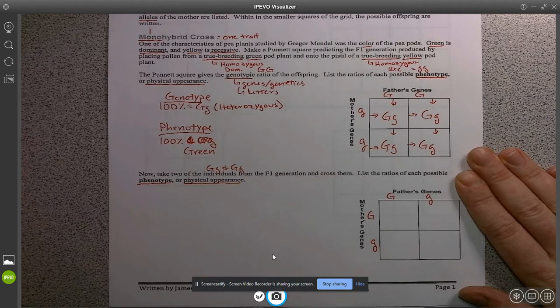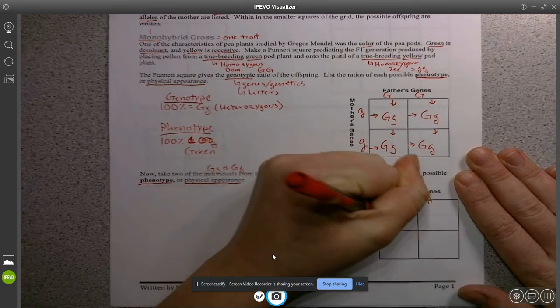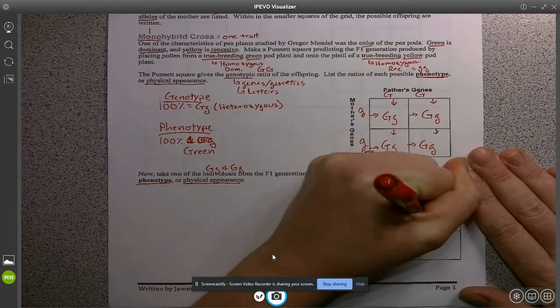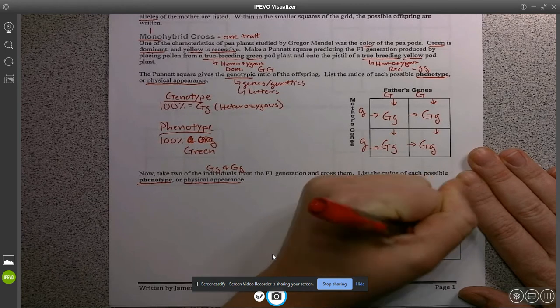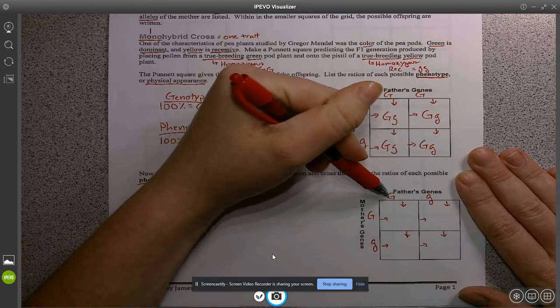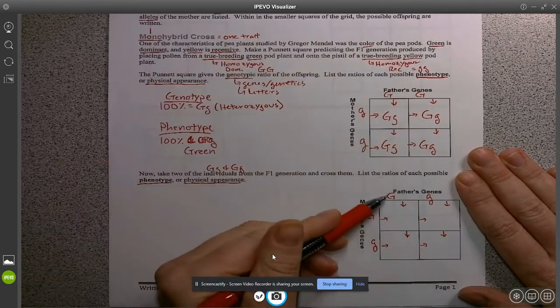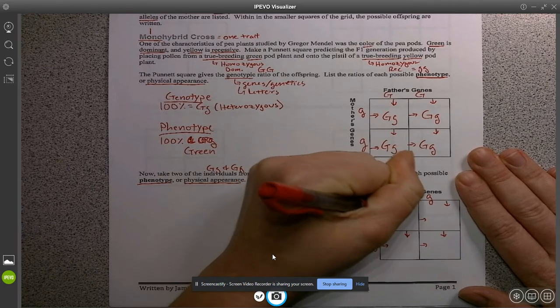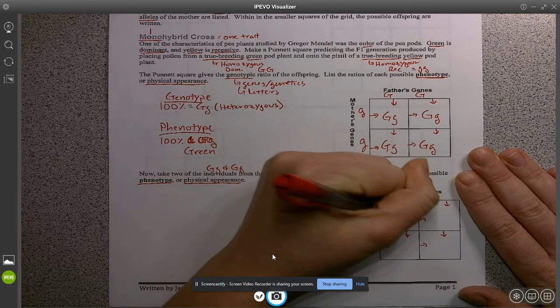Okie dokie. And same thing, we're going to drag and drop our G's. Drop that G, drag that G, drop the G, drag the G, drop and drag. Okay, so the genotype in this square is going to be capital G, a dominant allele, and another capital G, another dominant allele.